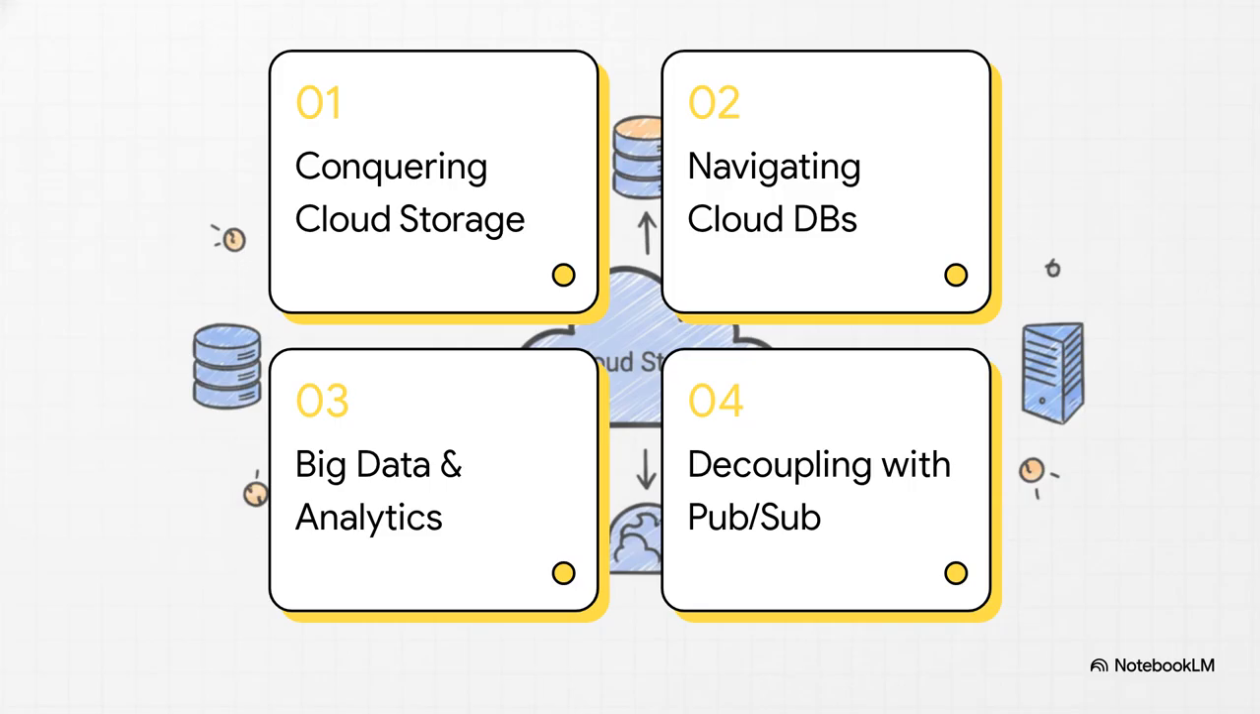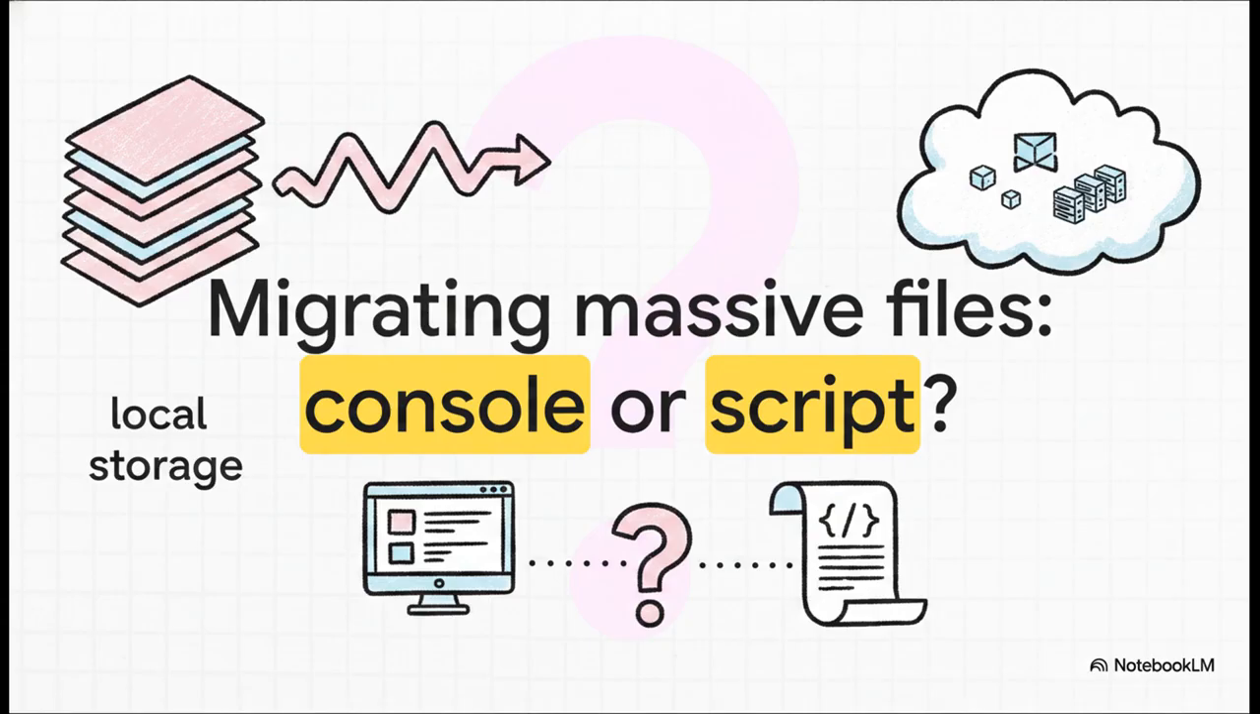We've broken this explainer down into 4 main stages of the data journey. We'll start by conquering cloud storage, then navigating cloud databases, moving on to big data and analytics tools, and finally, decoupling systems with Pub/Sub. Okay, let's kick things off with a real-world scenario from our source material.